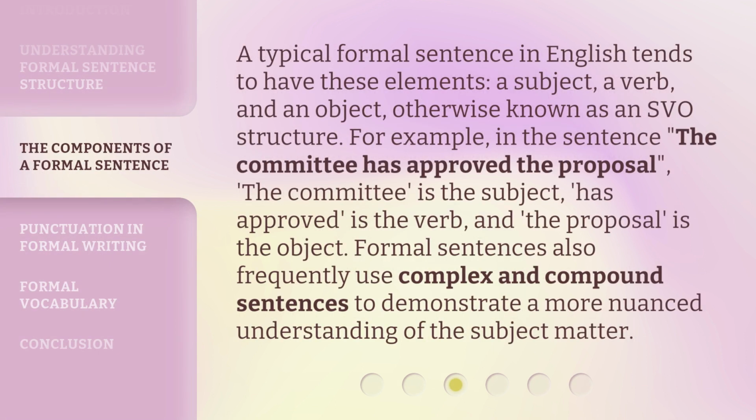A typical formal sentence in English tends to have these elements: a subject, a verb, and an object, otherwise known as an SVO structure. For example, in the sentence, "The committee has approved the proposal," the committee is the subject, has approved is the verb, and the proposal is the object. Formal sentences also frequently use complex and compound sentences to demonstrate a more nuanced understanding of the subject matter.